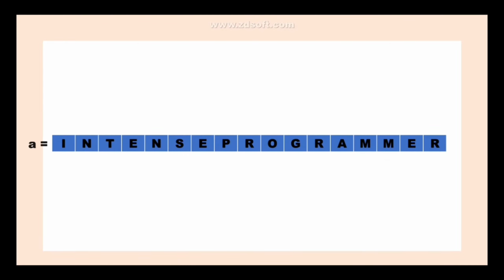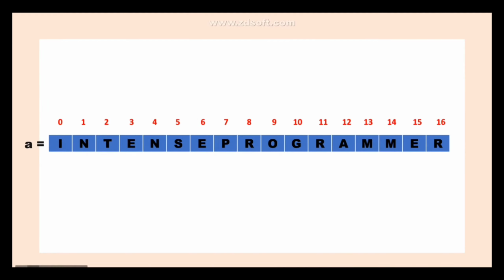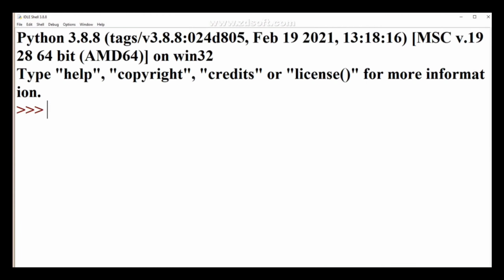Say I have a variable called a and I'm assigning a word to it, that is the string "intense programmer". Whenever I assign a string to the variable, the Python interpreter does something in the background. It assigns an index to each and every character of the string, like you can see 0, 1, 2, 3 up to 16. So each index has a value in it. Suppose I enter a of 6 in square brackets, you will get the output as e. Let me show that example.